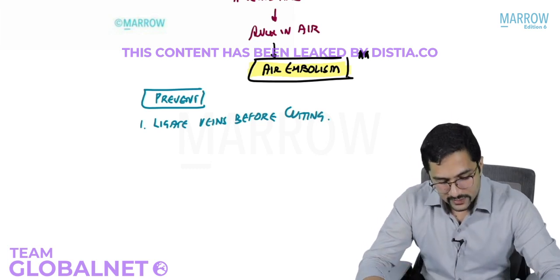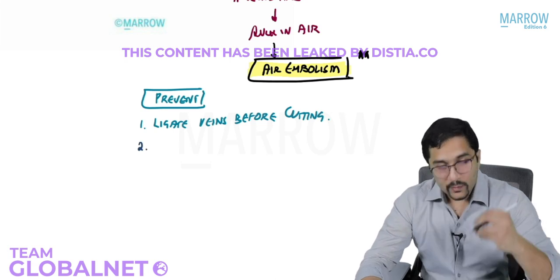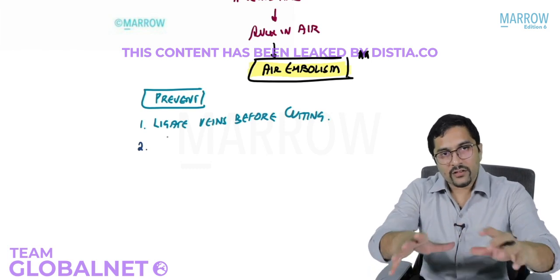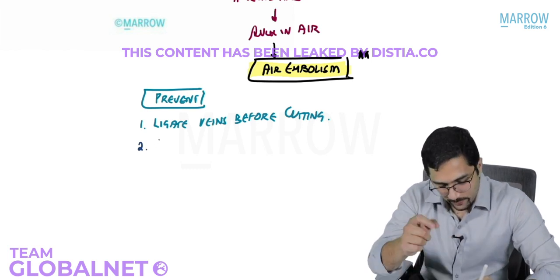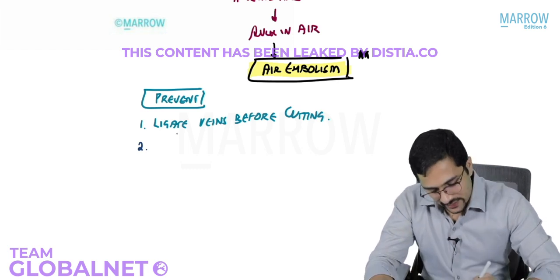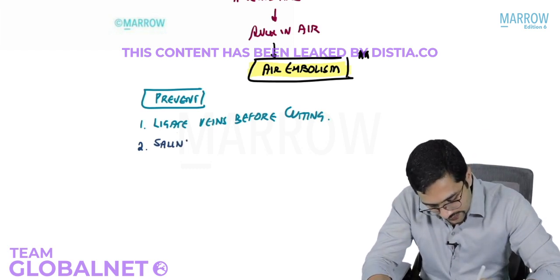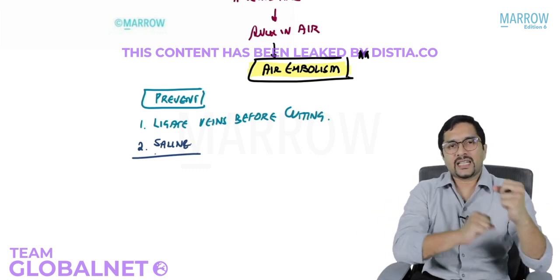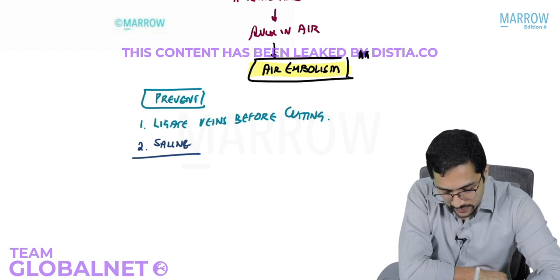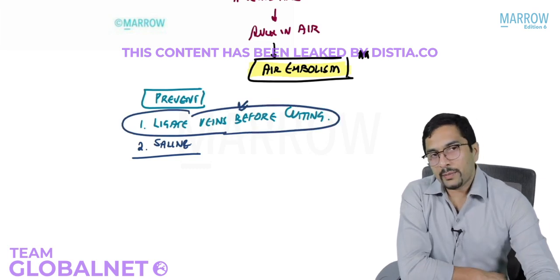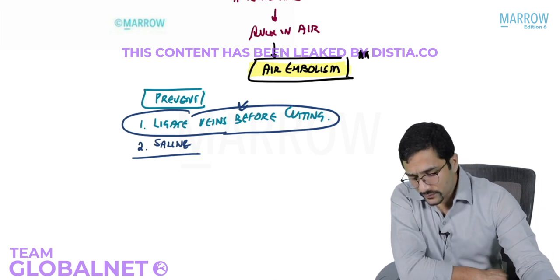Also, if you visit the neurosurgery OT, you will see that they keep the field covered with saline, right? They keep on putting saline so that air does not get sucked inside. So we can use saline to coat that field, but the best way is to ligate the veins before cutting them. That is the best way to prevent air embolism.